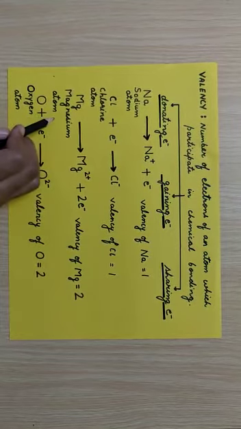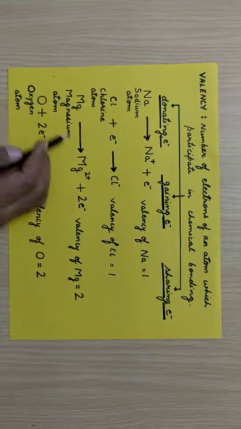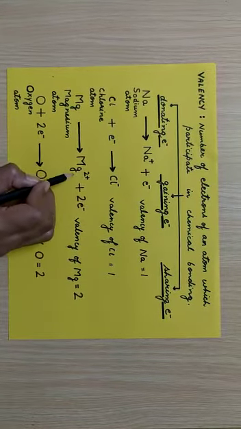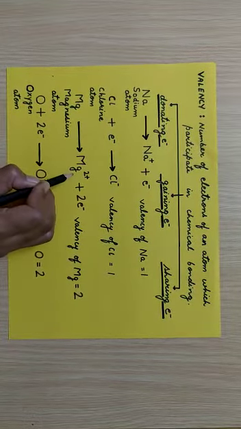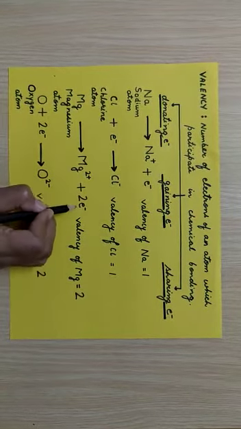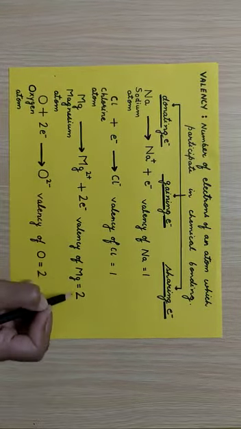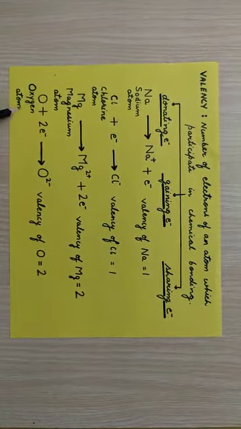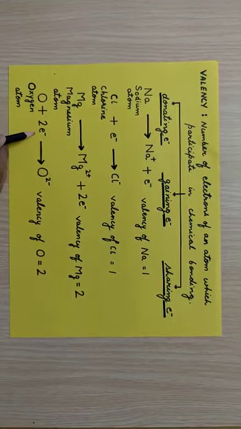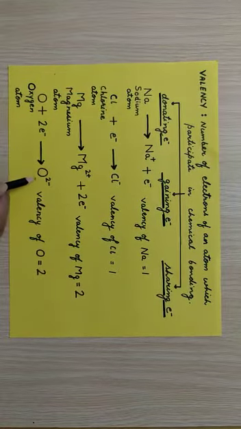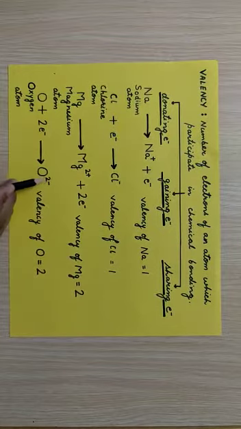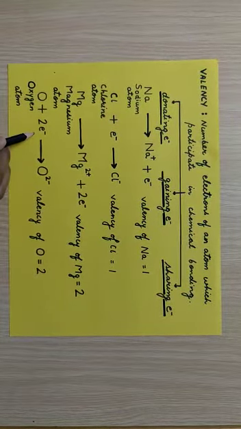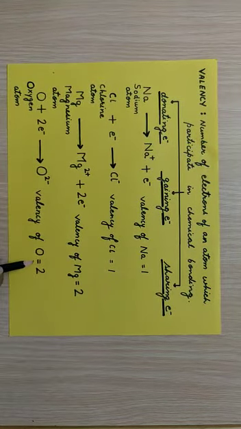Similarly, the magnesium atom, when it undergoes combination, always loses 2 electrons and forms the magnesium ion, that is Mg2+. Because magnesium is losing 2 electrons, the valency of magnesium is 2. Similarly, the oxygen atom always gains 2 electrons when it undergoes combination and forms the oxide ion, that is O2-. Here the oxygen atom is gaining 2 electrons, therefore the valency of oxygen is 2.